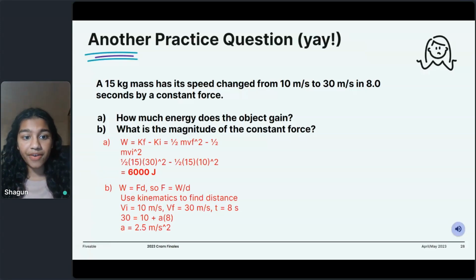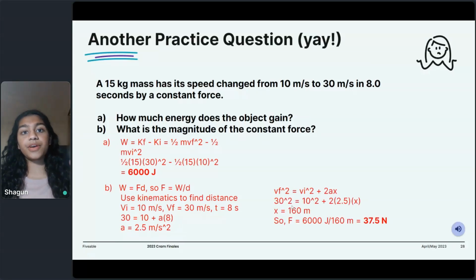If you plug those values in, you get the acceleration as 2.5 meters per second squared. Now that we have the acceleration, I go to the third kinematics equation: v final squared equals v initial squared plus 2 times acceleration times the change in distance. If I plug in the acceleration and the initial and final velocities, you get x equal to 160 meters. Now that I have the distance the object traveled and the work, I divide the work by the distance, and I get 37.5 newtons.